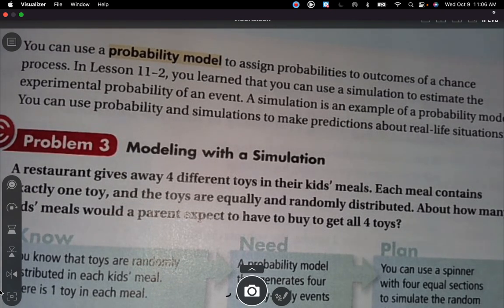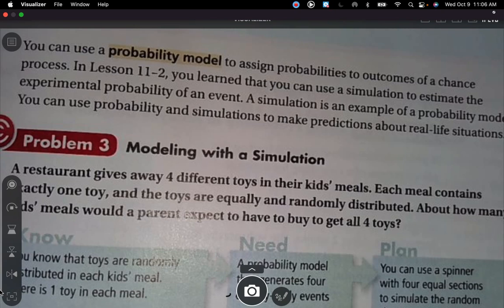Where is my spinner? Where's manipulative? Ah, there it is. Spinner with 4 sides. We're going to call this toy 1, 2. I can't call it toy 1. What is going on here?